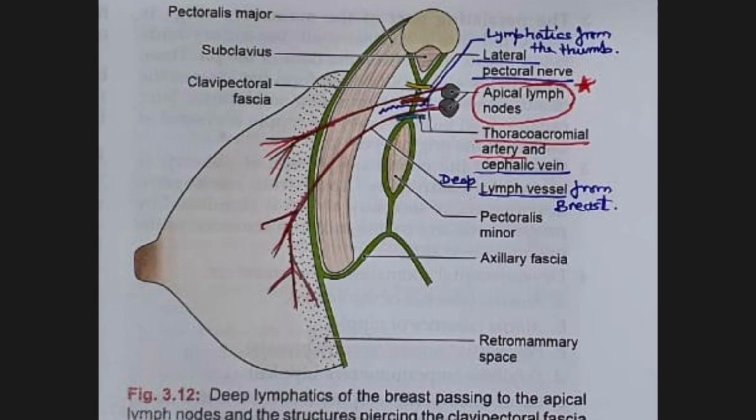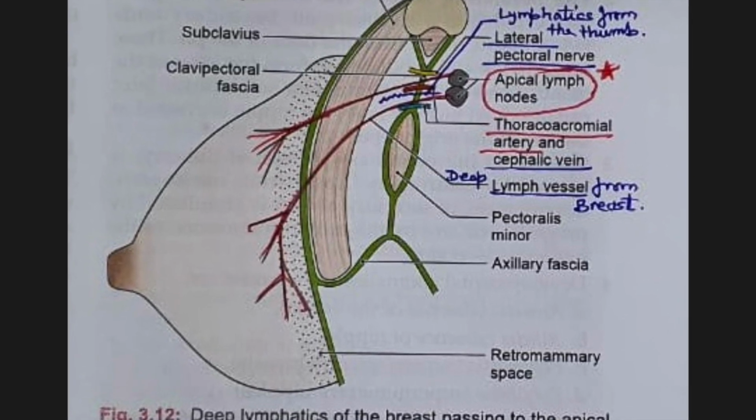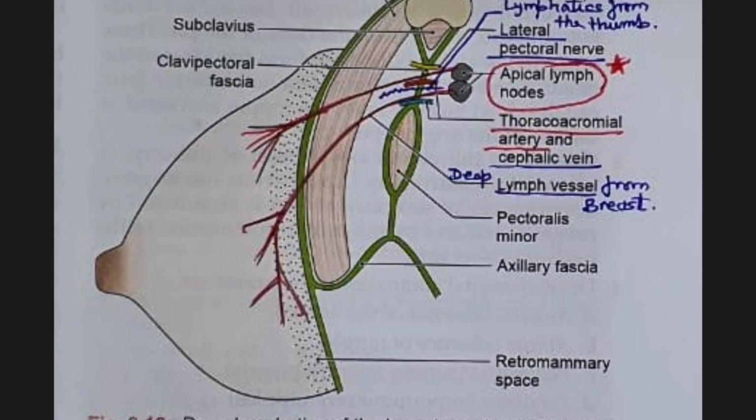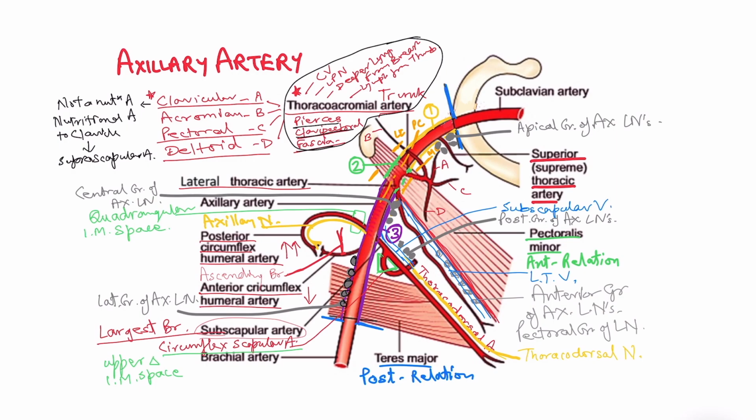Remember, the deeper lymphatics from the breast drain into the apical group of axillary lymph nodes after perforating the clavipectoral fascia, while the superficial lymphatics of the breast, including the subareolar plexus of Sappey, pass through the axillary tail of Spence, and they will perforate the pectoral fascia. That foramen is called the foramen of Langer, and through that those lymphatics will drain into the anterior or the pectoral group of axillary lymph nodes. The major lymphatics from the breast, remember, go into the anterior group of axillary lymph nodes.